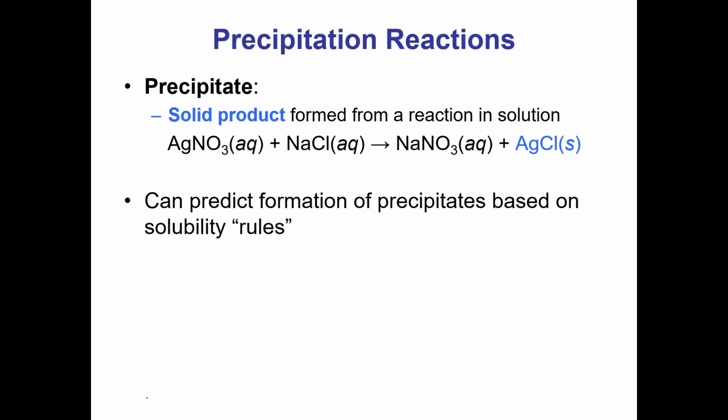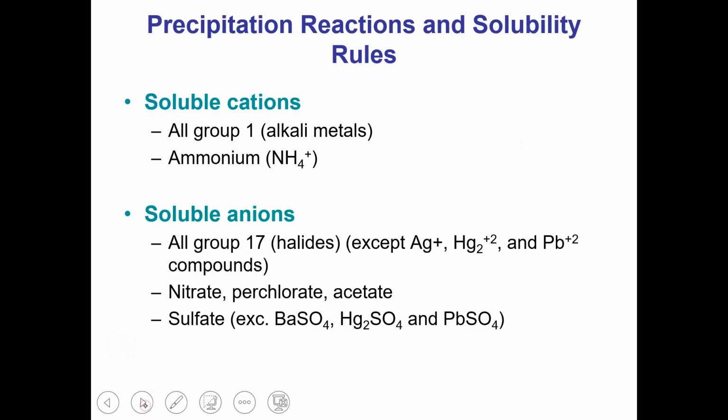So now let's talk about precipitation reactions. Precipitation reactions are reactions where we mix two solutions and one of the products is a solid. And we can actually predict, using solubility rules, which of the products will be the solid product. Now I will give you a table of solubility rules in class. You do not have to memorize the solubility rules, you only have to be able to use them.